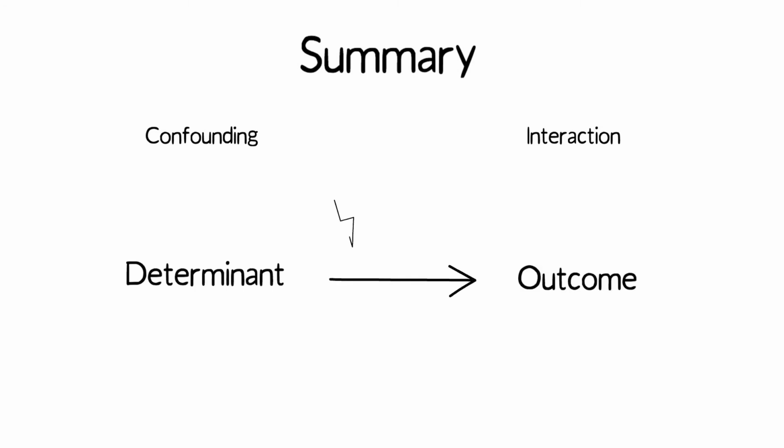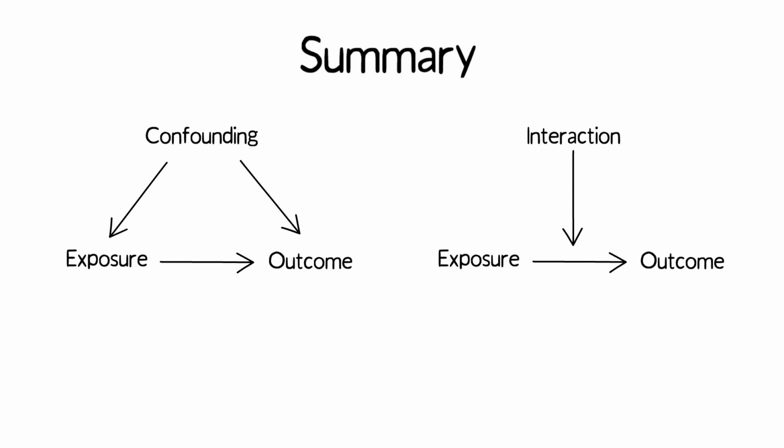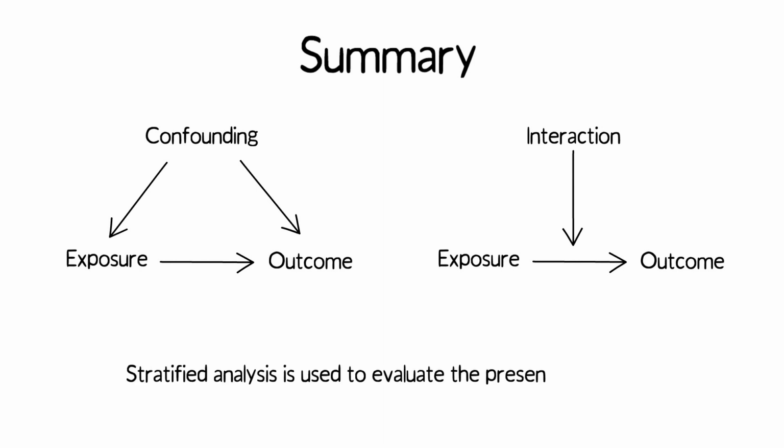Summary: confounding and interaction, also called effect modification, are types of bias that can influence the true association between the determinant and the outcome. Confounding and interaction may seem similar, but there is an important difference. Confounding is associated with both exposure and outcome. Interaction is only associated with the outcome. Stratified analysis is used to evaluate the presence of these factors.